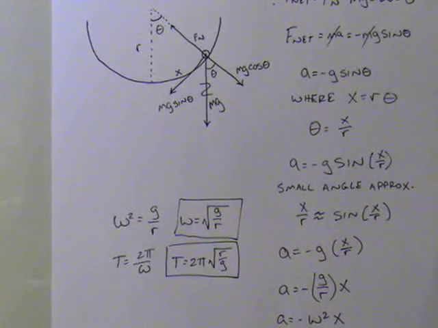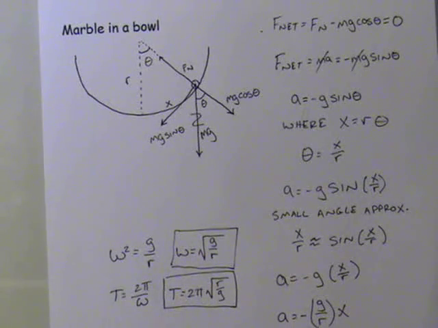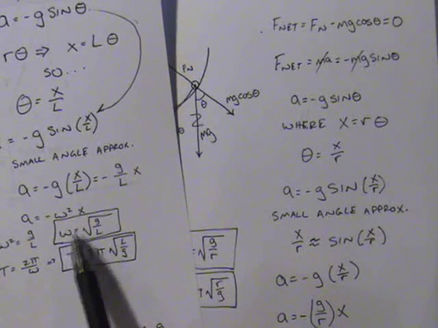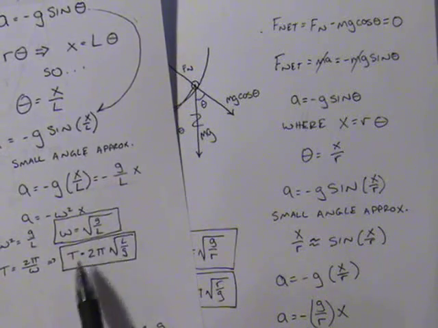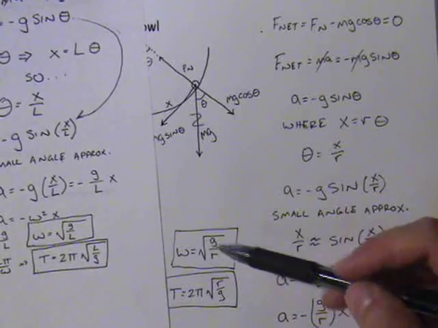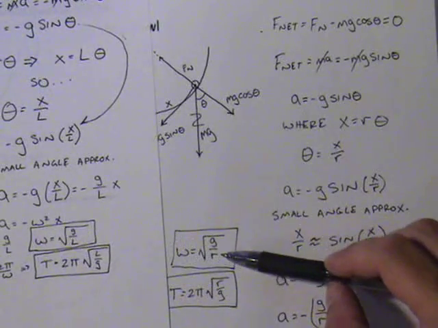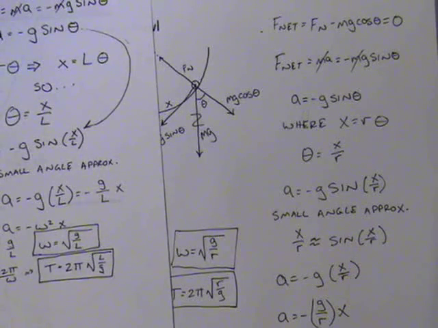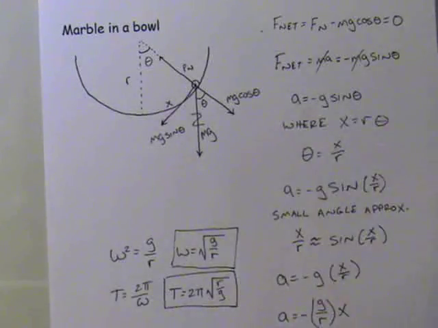So let me bring back the notes from the pendulum. If you remember, we found that for the pendulum omega was equal to the square root of g over L, and that for the period it was 2 pi times the square root of L over g. Essentially these are the exact same equations. The only difference is that we replaced L with the label r, but they are effectively the same thing because the length of the pendulum is the same as the radius.